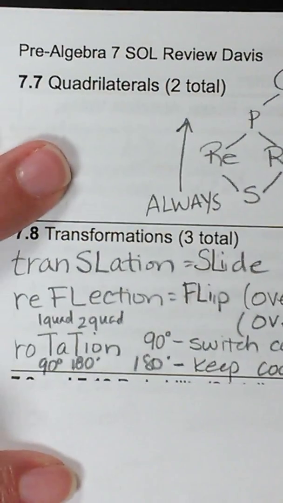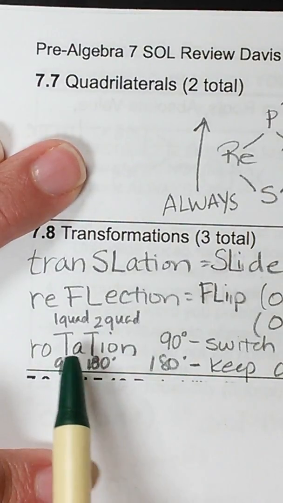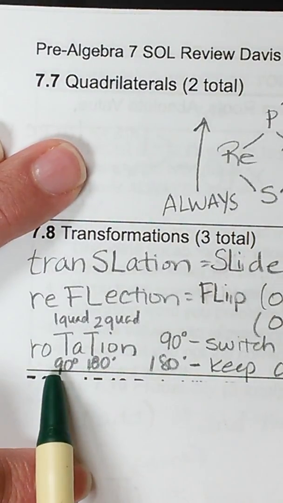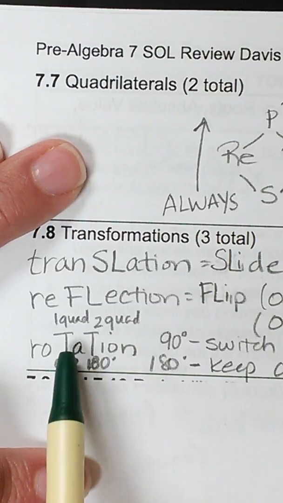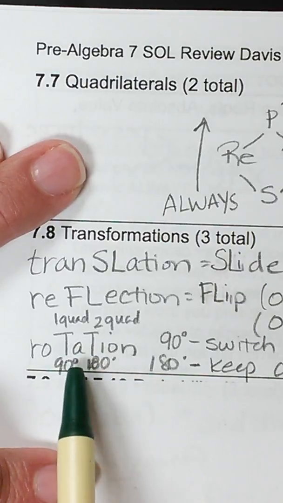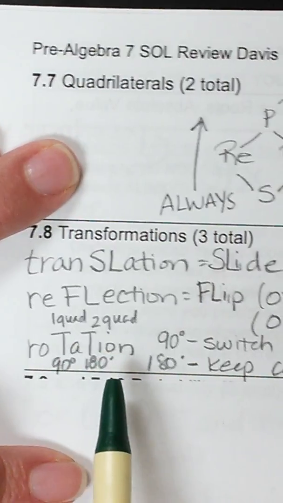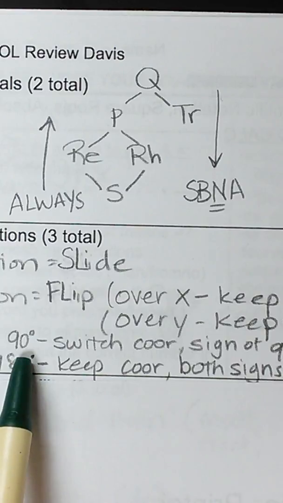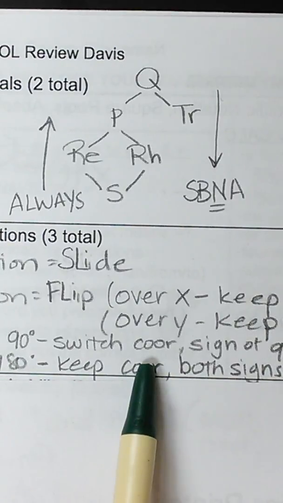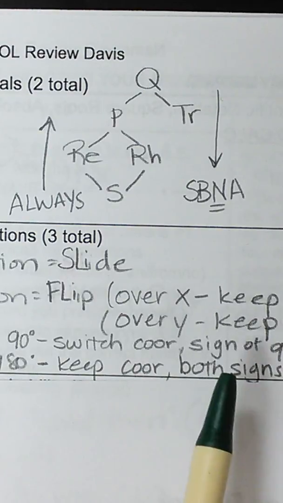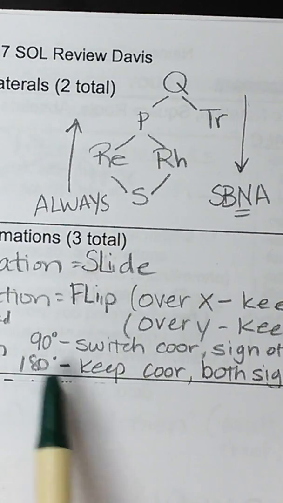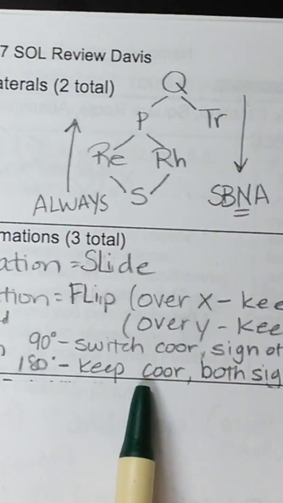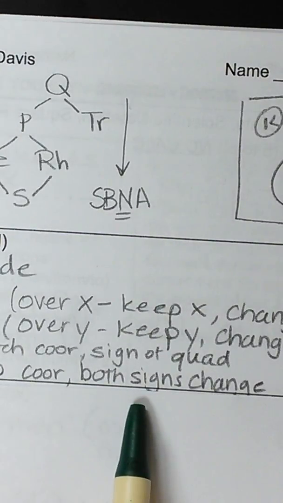For a rotation, remember that it has 2 T's. One quadrant would be 90 degrees. 2 quadrants is a 180 degree rotation. That T means to turn and turn again if you have 180. For a 90 degree rotation, you switch the coordinates' places. The x becomes the y, and the y becomes the x. And you take the sign of the quadrant that it will be moving to. If it's 180 degrees, you keep the coordinates exactly as they were, but both of their signs change.